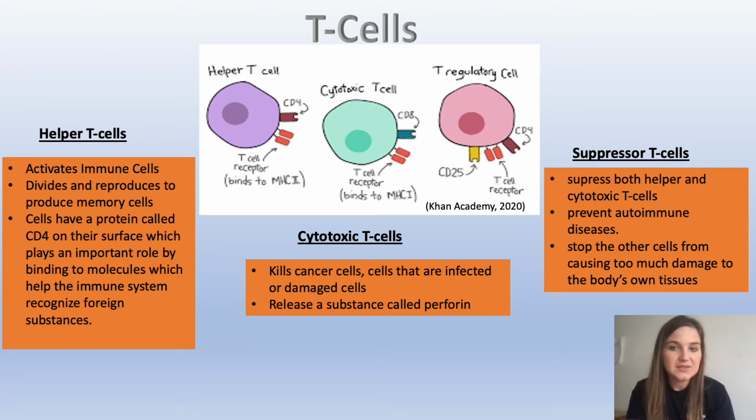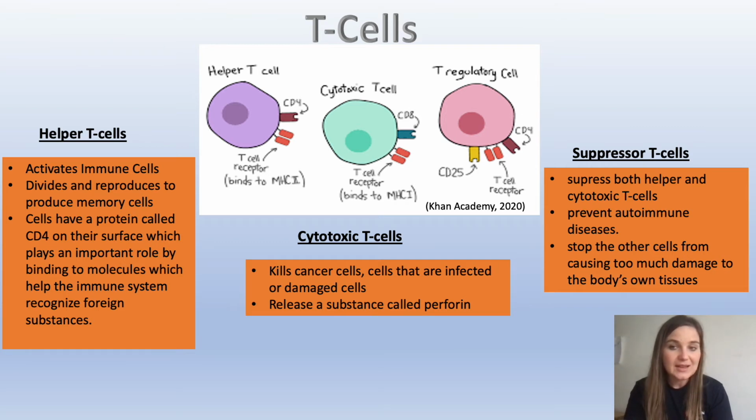There are 3 types of T cell lymphocytes. You have cytotoxic T cells, which bind to the infected cell and release a substance called perforin, which makes holes in the cell. An enzyme that can be produced moves through the hole into the cell and then destroys it. Suppressor T cells suppress both helper and cytotoxic T cells in order to stop them from causing too much damage to the body's own tissues.